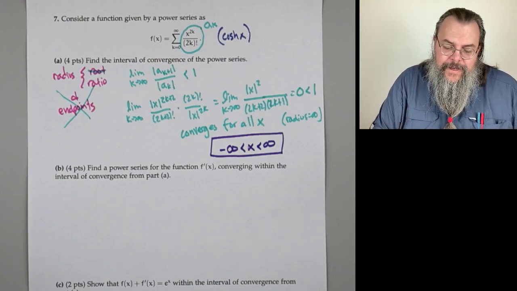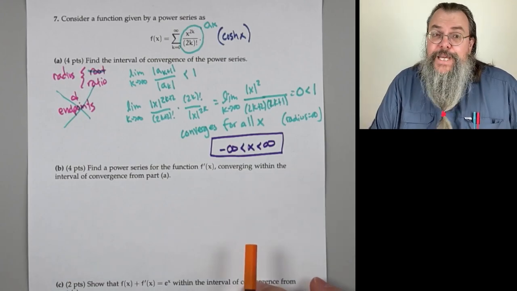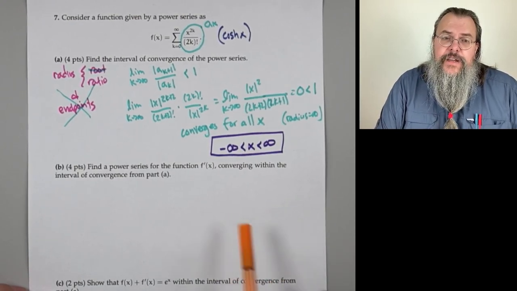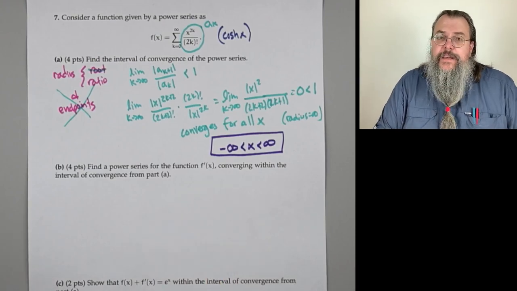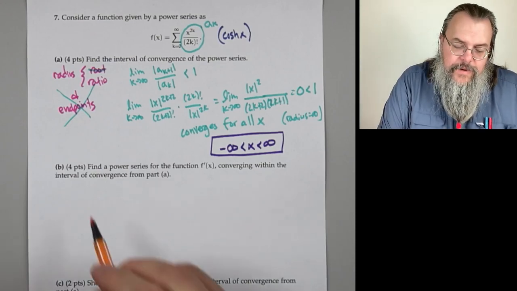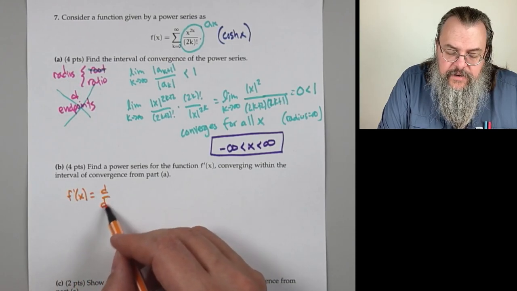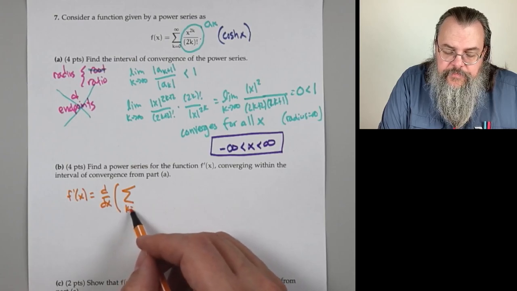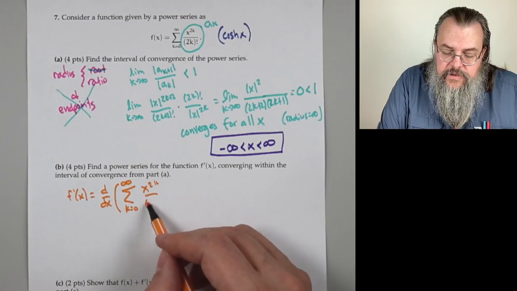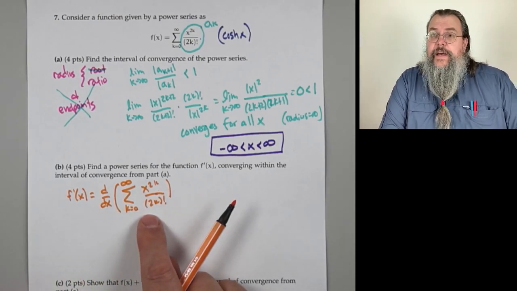We're a third of the way. And of course, if you believe the points, we're really 4/10 of the way. Part B, find a power series for the function f prime of x, converging within the interval of convergence from part A. Now, this sounds complicated, but it's the exact opposite of complicated. Because what happens? Well, you say f prime of x, well, that's the derivative of the sum, k equals 0 to infinity of x to the 2k over 2k factorial. Because it says f prime of x is the derivative of f of x, and that's f of x.